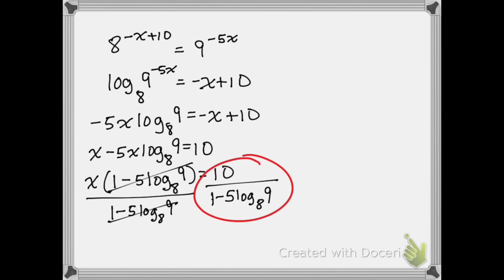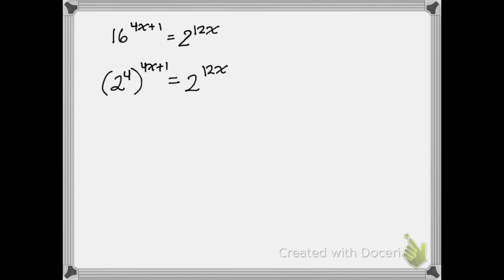So before going through this big process here, where I have two variable exponents, and I'm using the log, and then I am having to combine like terms and factor, before going through that whole process, you do want to check, is it possible to write these in a common base? For 8 and 9, it wasn't possible, but for 16 and 2, it is.